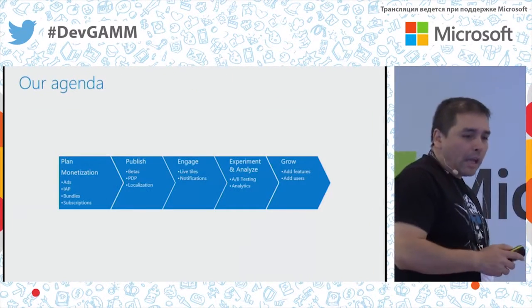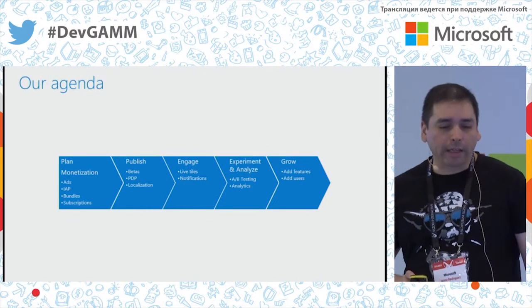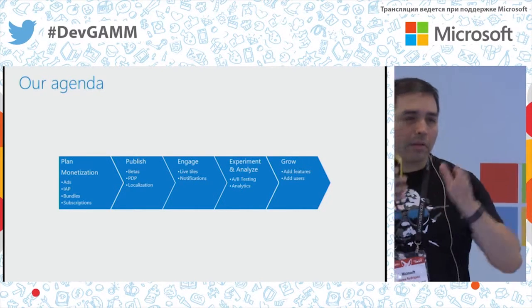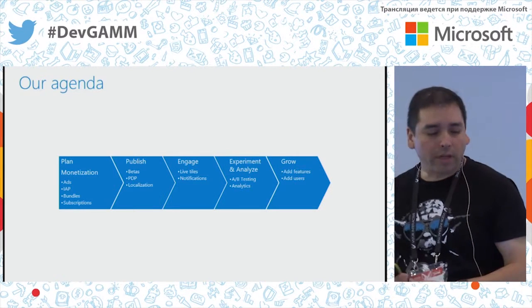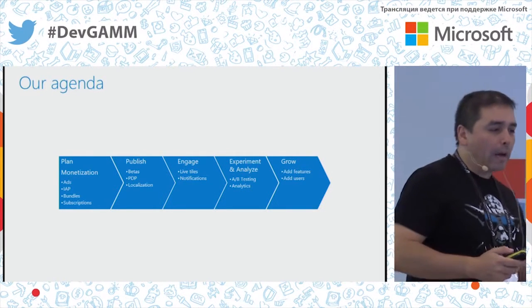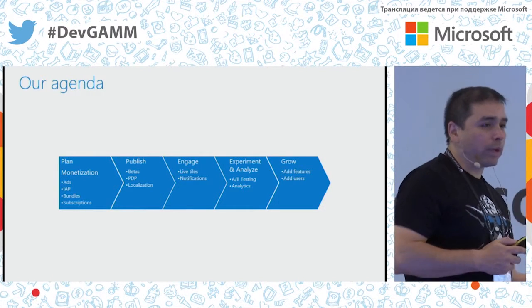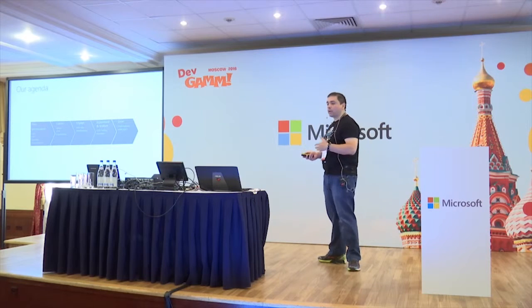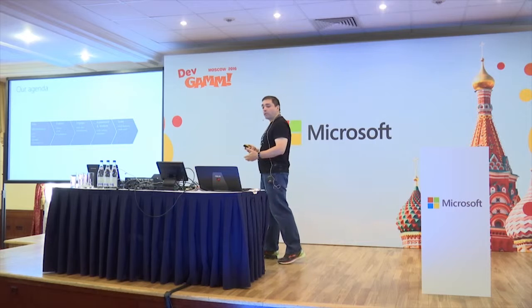I can't cover everything here, so we're going to look at four different stages of how you plan your application and make sure it succeeds. We're first going to talk about how you plan to monetize your app, whether you want to use ads or in-app purchases or something else. Then I'm going to talk about what you do when you publish your app, and what you can take advantage of from within our store.